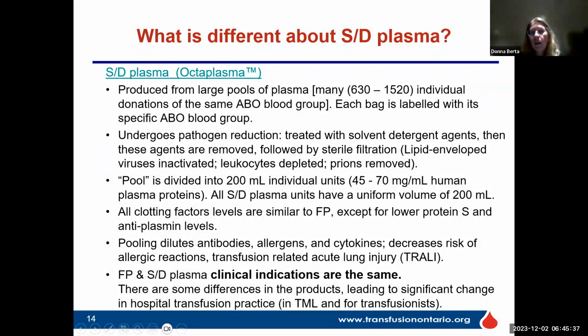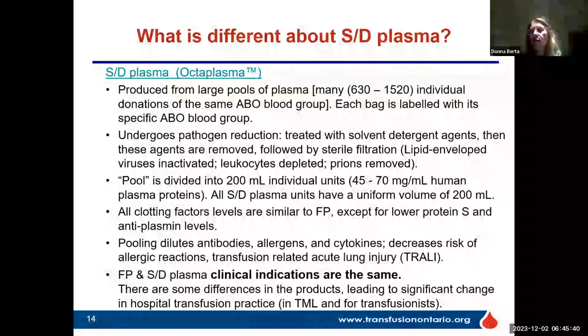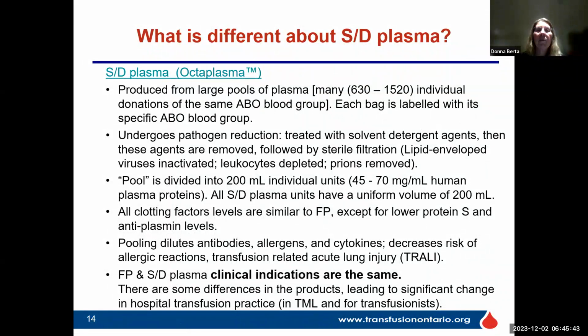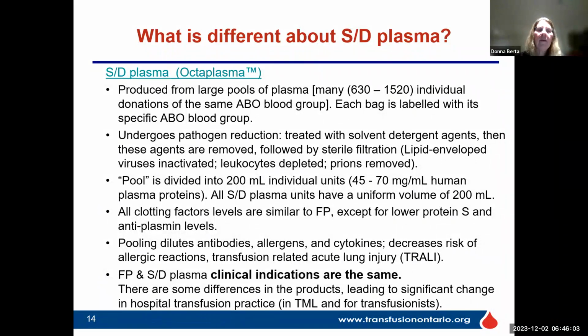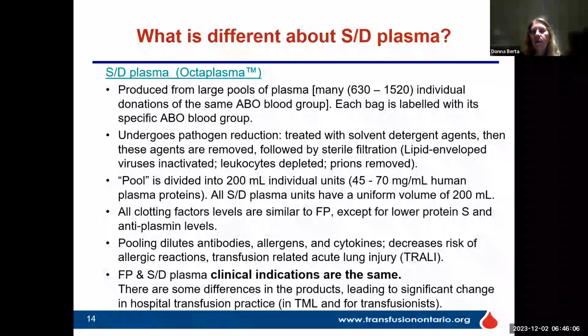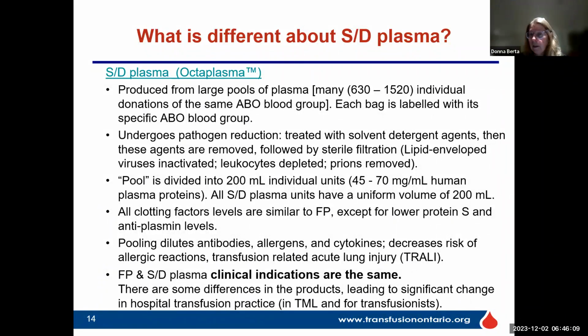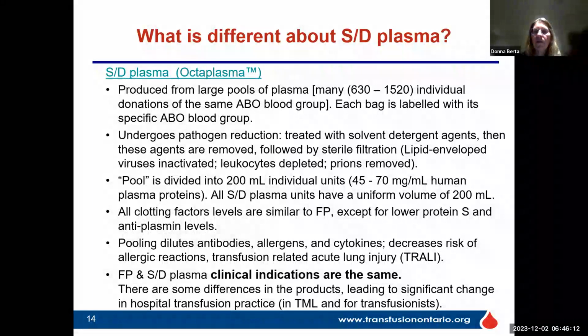It's made from large pools of plasma, anywhere from 630 to 1,520 plasma donations. They are pooled based on the ABO blood group, so it has to be all the same blood group. Each bag is labeled with its specific ABO blood group, so it is blood group specific. It does undergo a pathogen reduction process. Solvent detergent agents are added, then those agents are removed, and then there's a sterile filtration process. Lipid envelope viruses, not all viruses, but specifically lipid envelope viruses, are inactivated, leukocytes are depleted, and prions are removed.